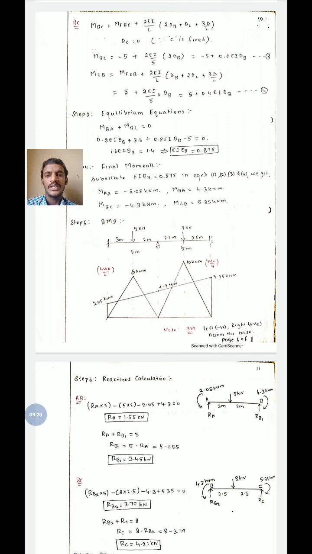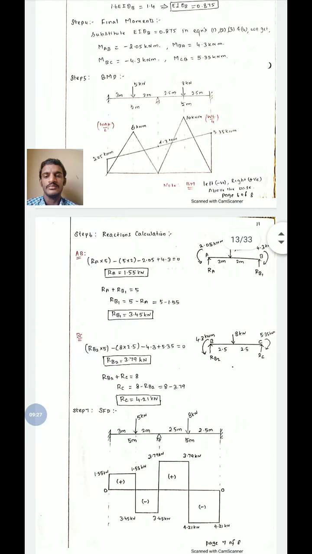Using the maximum bending moment and final moment, we will draw the bending moment diagram as follows. This is the first part of the problem. We have finished the bending moment diagram.